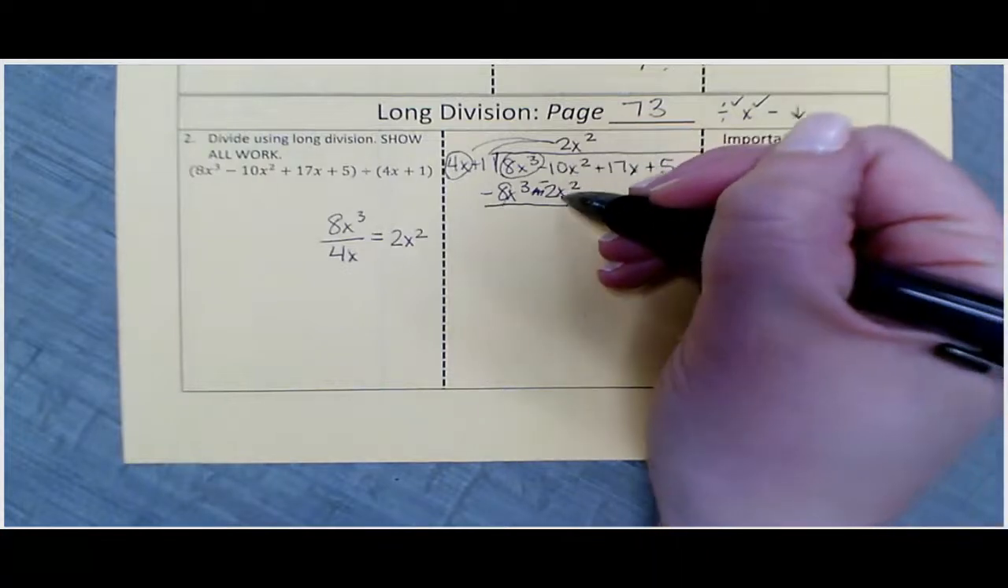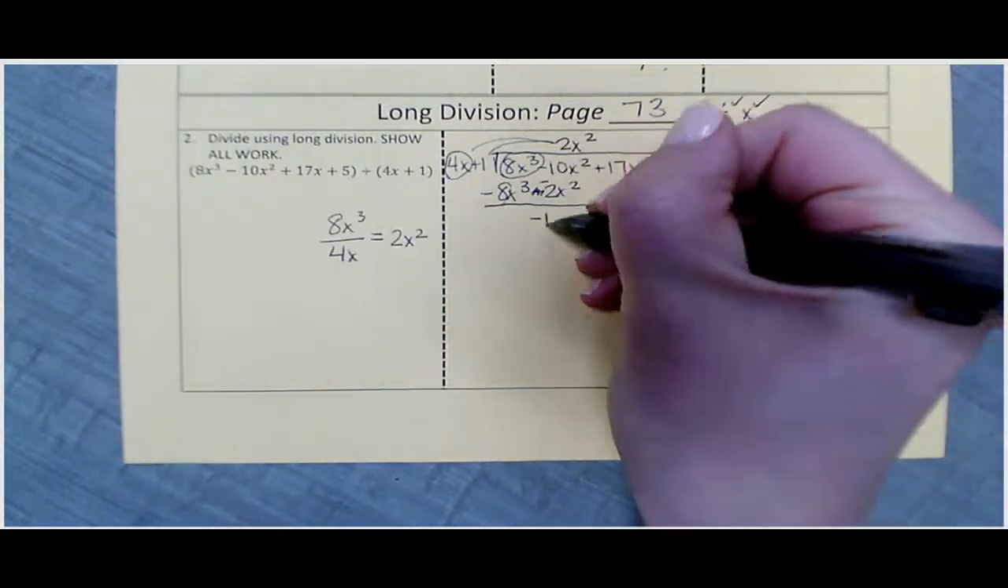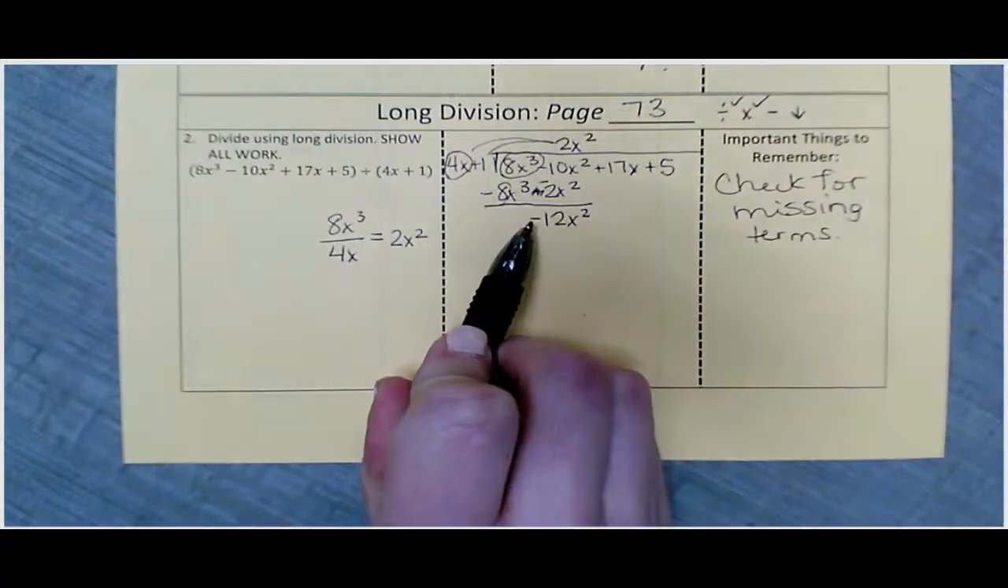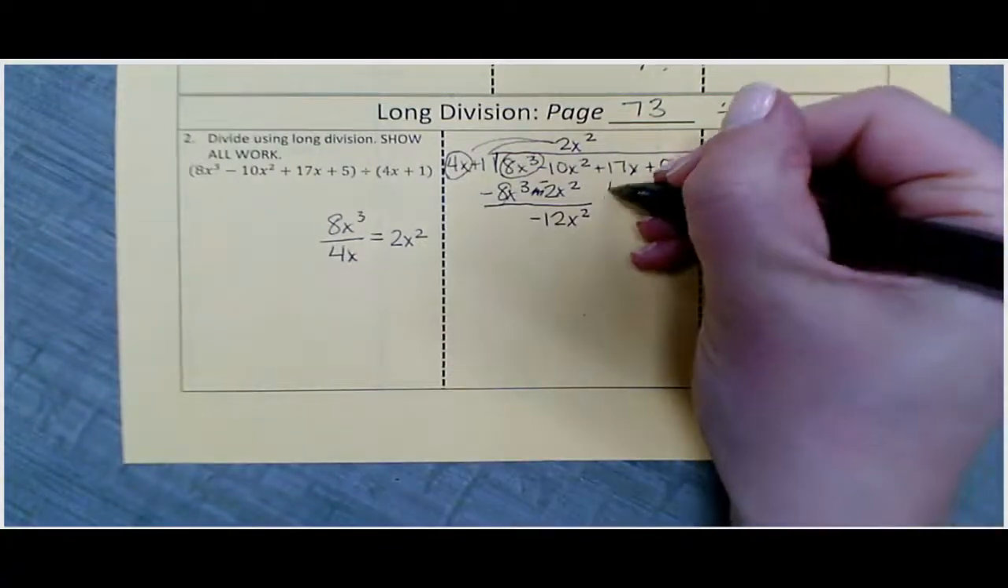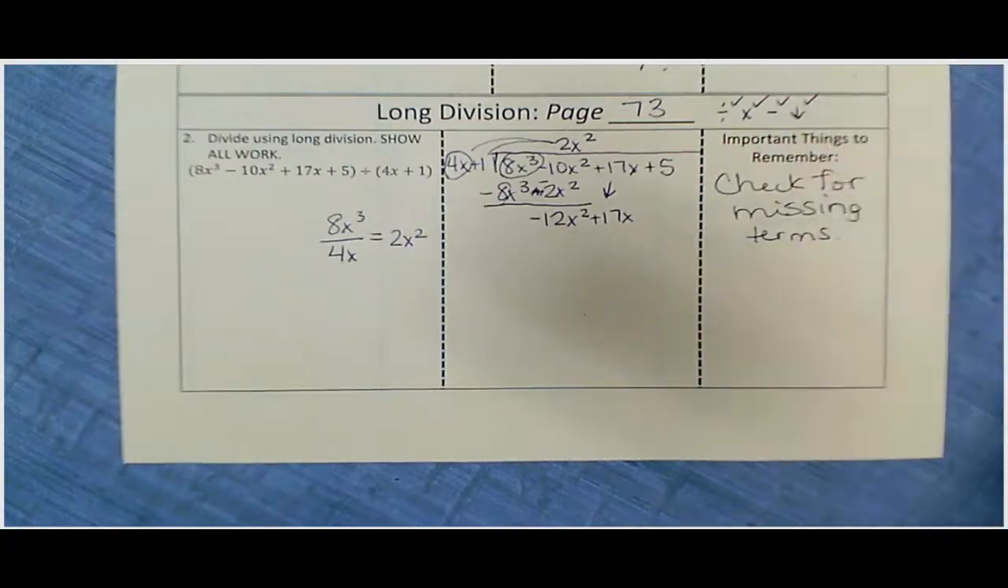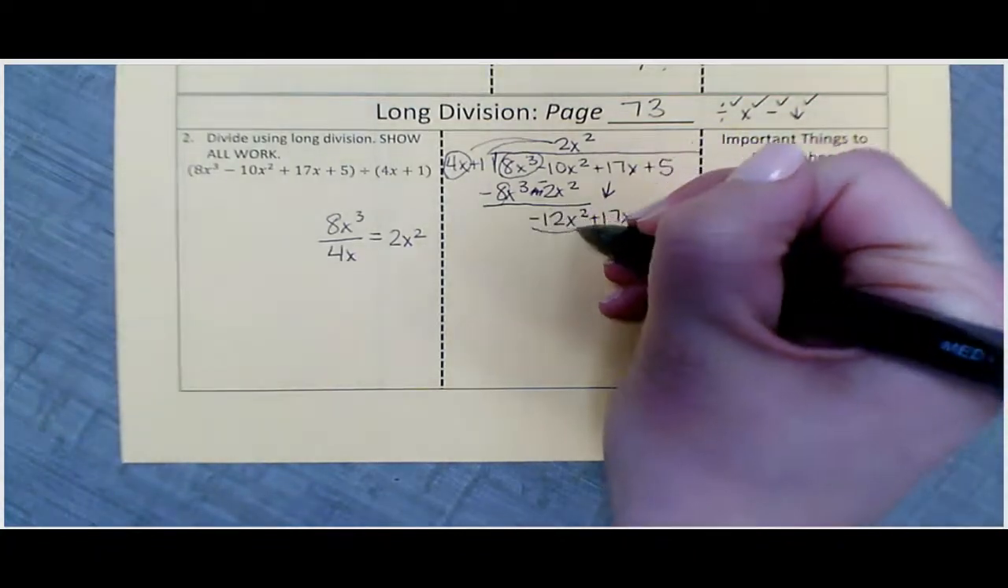Negative 10x squared minus 2 more x squareds is negative 12x squared. I saw a lot of people just put 12x squared today. Make sure you include that sign. And finally, you want to bring down your next term. You want to do it all over again with the first term.